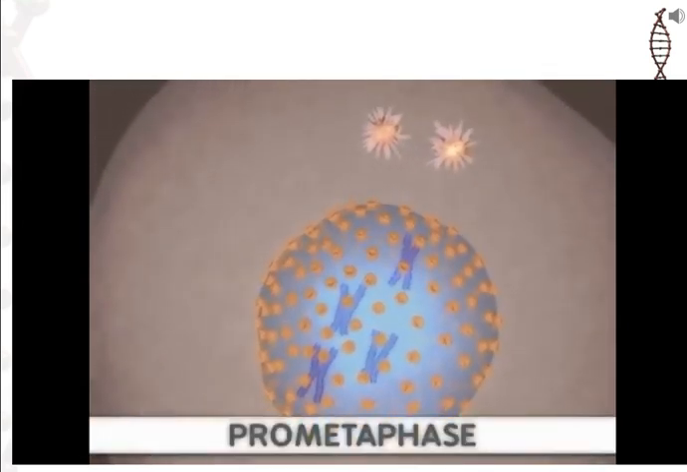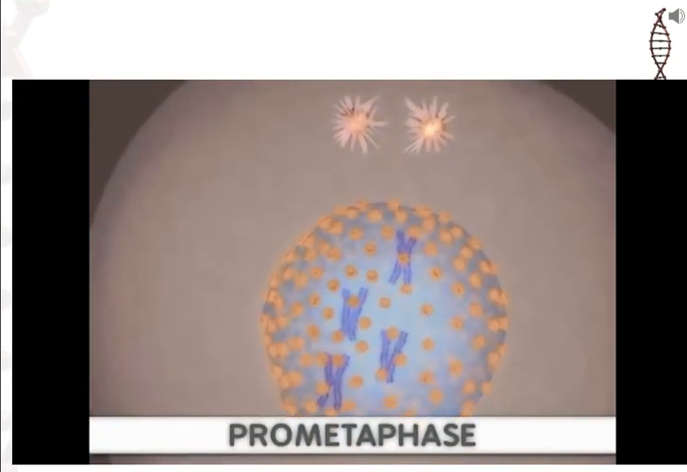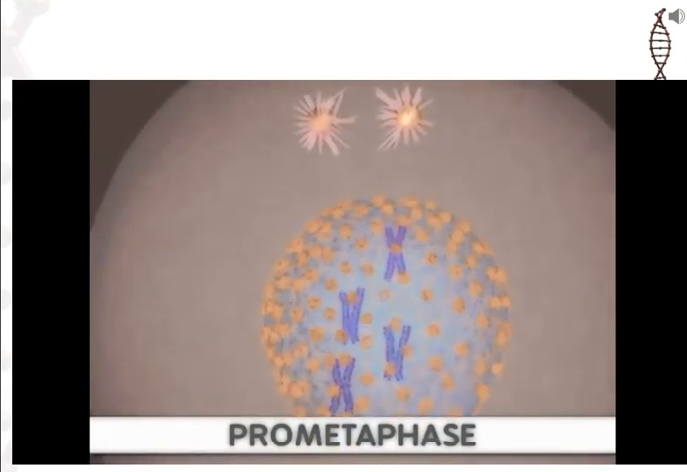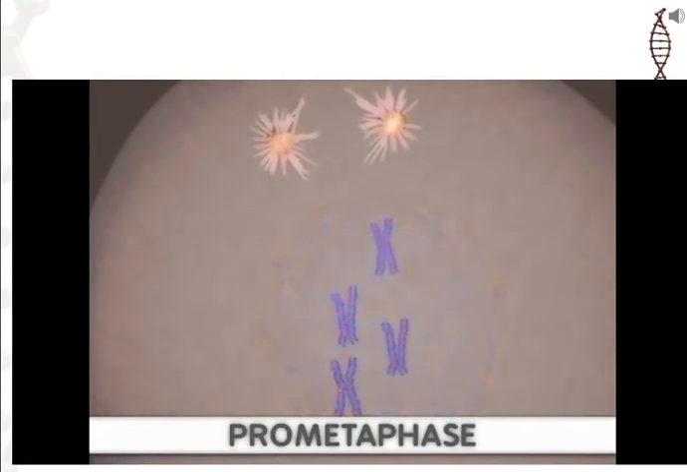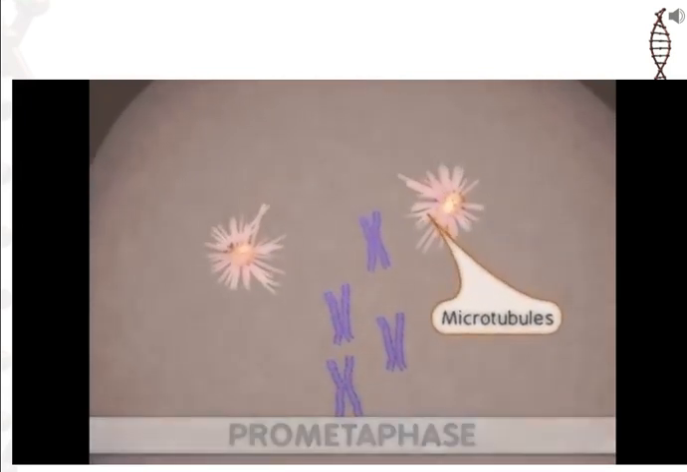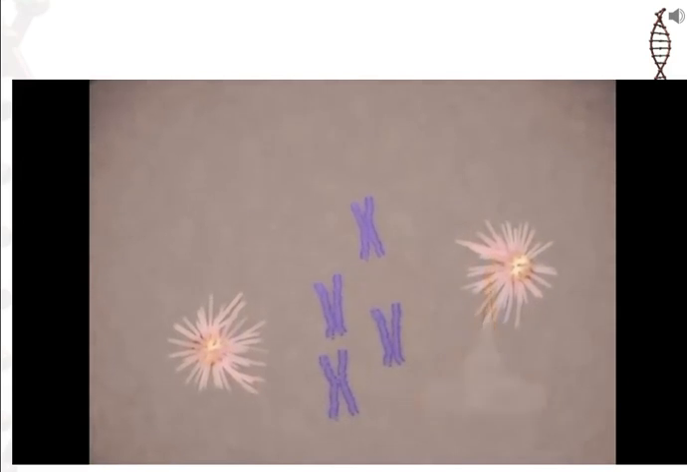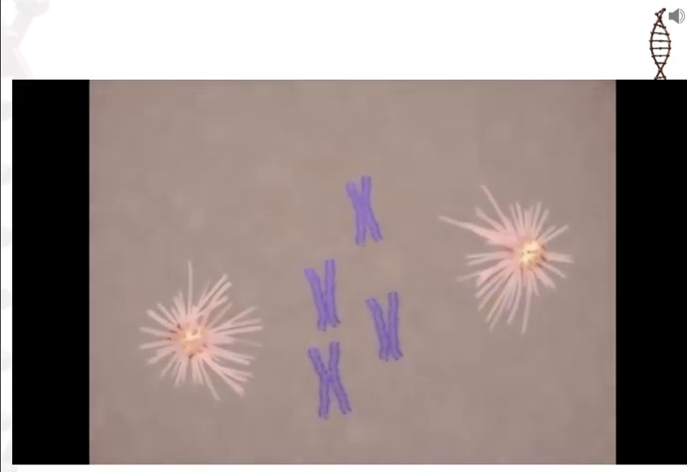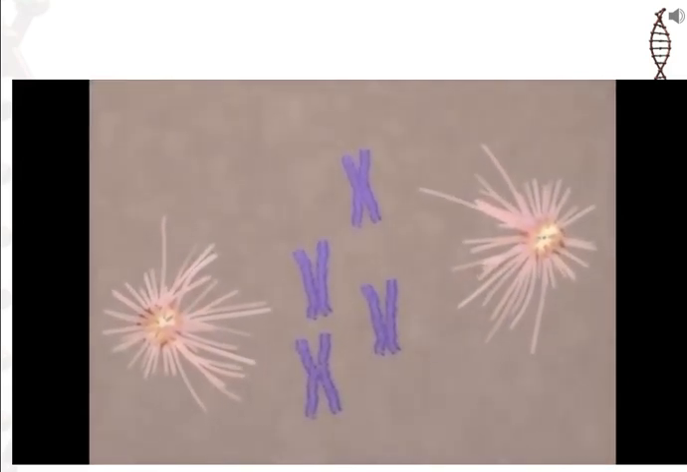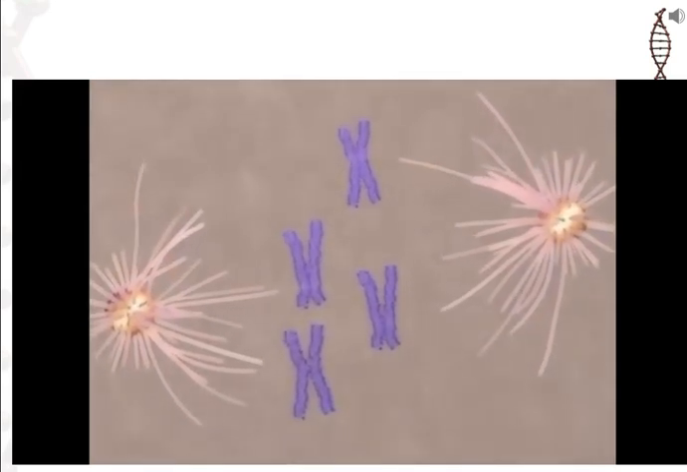Prometaphase begins when the nuclear membrane is broken down. At the same time, microtubule strands or spindle fibers are growing from the centrosomes. These strands attach to a protein structure called the kinetochore. One kinetochore is attached to the centromere of each sister chromatid.